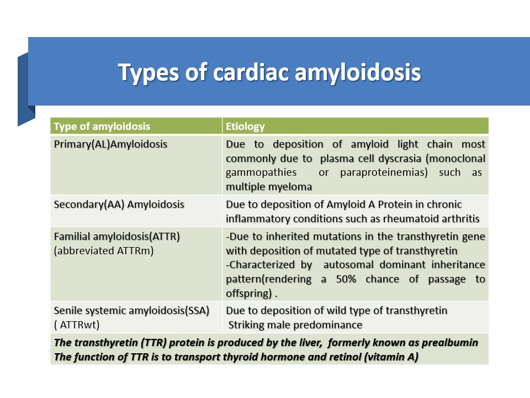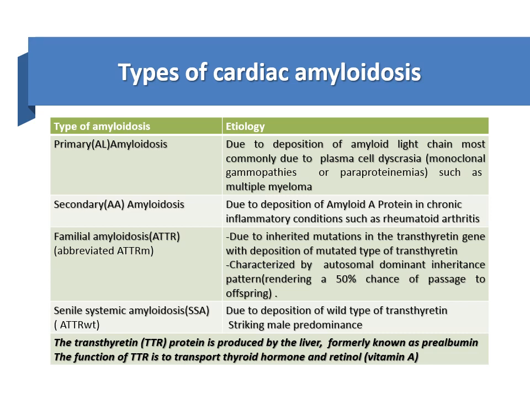So, what is the etiology according to the type? In primary or AL amyloidosis, it is caused by deposition of amyloid light chain, most commonly due to plasma cell dyscrasia. It is also called monoclonal gammopathies or paraproteinemia, such as multiple myeloma. While in the secondary amyloidosis or AA type, it is caused by deposition of amyloid A protein in chronic inflammatory conditions such as rheumatoid arthritis.